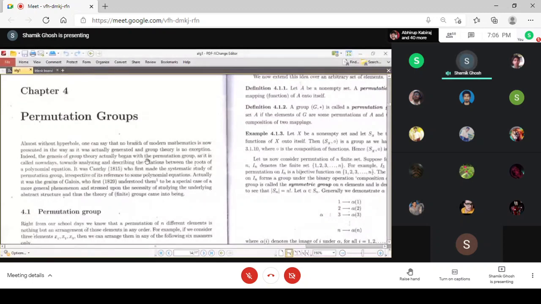So we will start the discussion about the next chapter, the permutation group. Just let me let one person in. If you have any question before starting that, you can ask me.